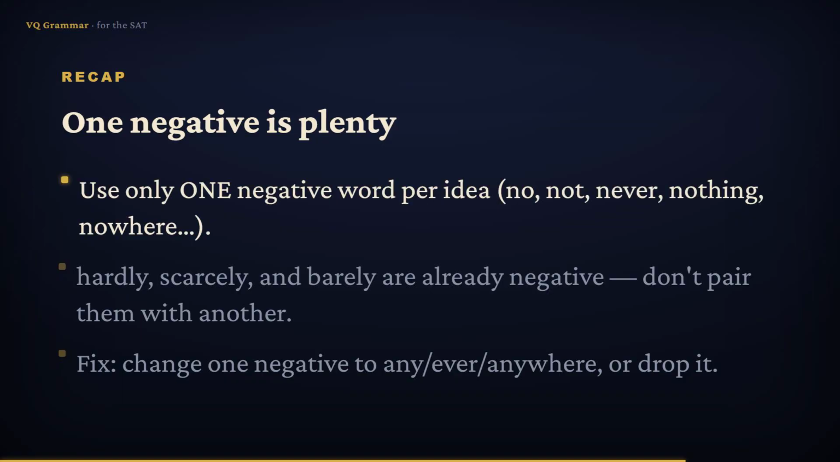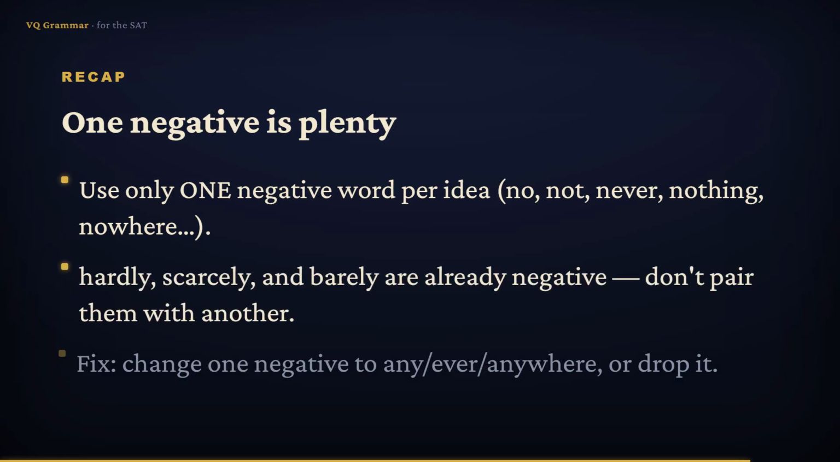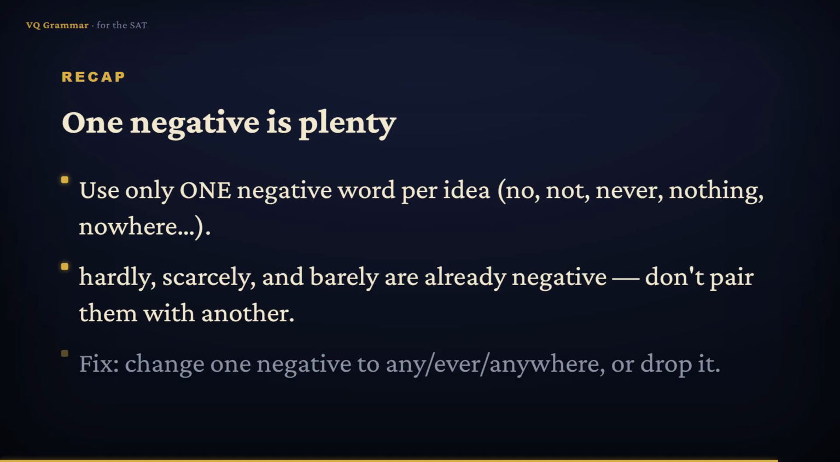Let's wrap up. A double negative uses two negatives for one negative idea, and Standard English allows only one. Watch the obvious negatives: no, not, never, none, nothing, nowhere, and the sneaky ones, hardly, scarcely, and barely, which are already negative. To fix a double negative, change one negative to its positive partner, like any, ever, or anywhere, or simply drop one. One negative per idea.